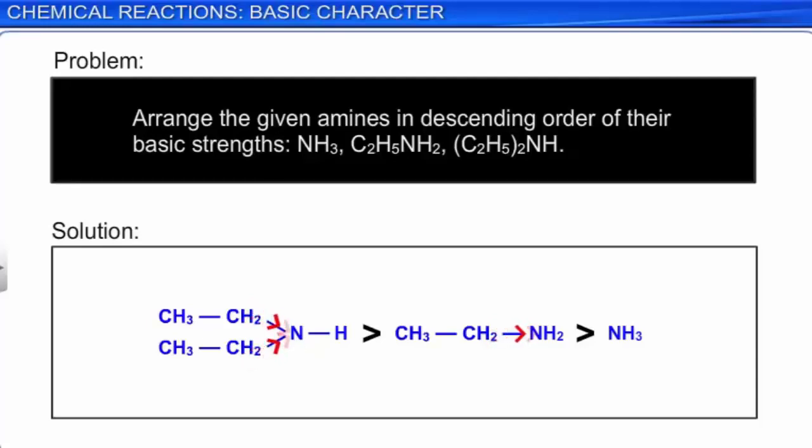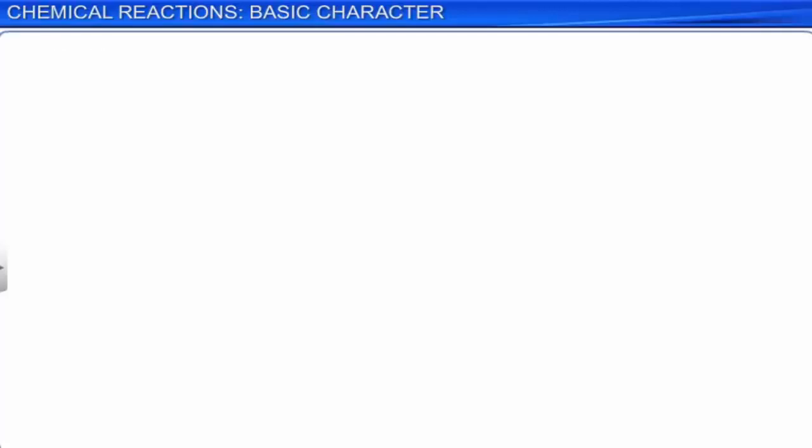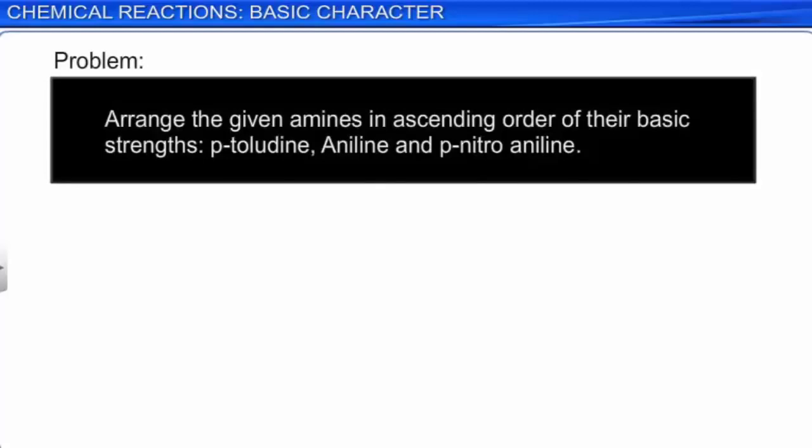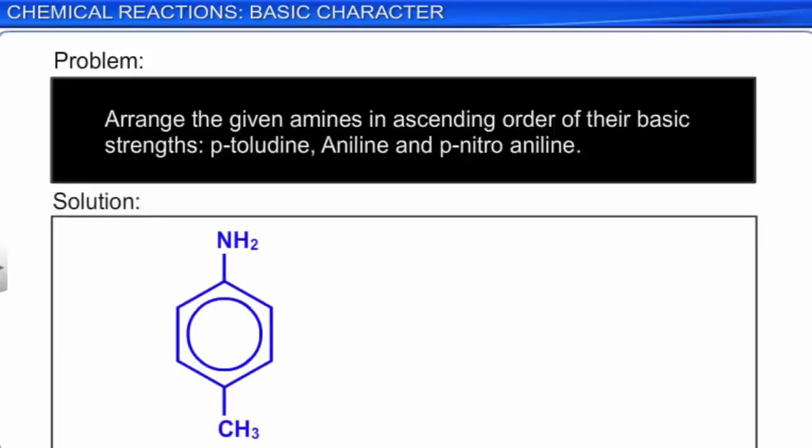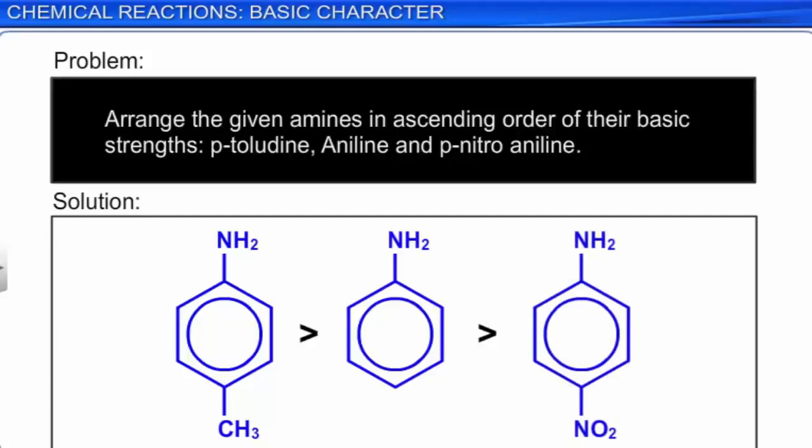Here's another problem. Arrange the given amines in ascending order of their basic strengths. Try to work out the answer yourself before checking the solution. The ascending order of the basic strengths of these amines is p-nitroaniline is less than aniline is less than p-toluidine. Here, NO2 has a -I effect and is thus less basic than aniline, while the methyl group has a +I effect and is therefore more basic than aniline.